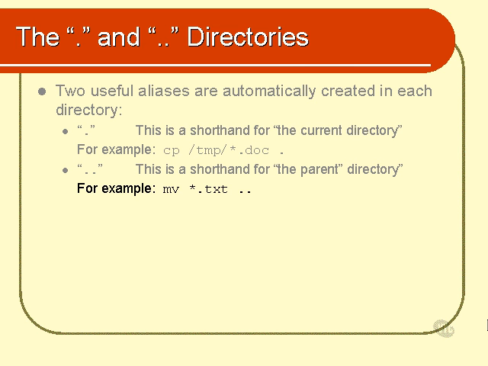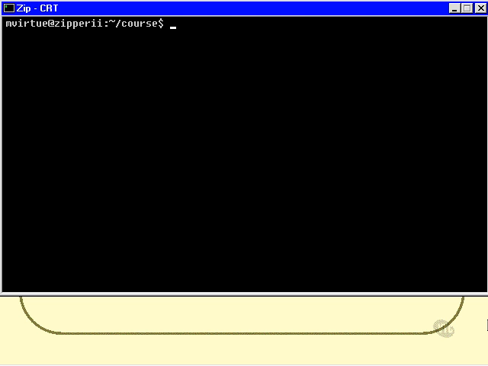We could say, move all the files that end in .txt into the parent directory. That's considerably easier than typing out the full name of the parent directory, even if we happen to know it, which we may not. It's also very, very easy to do the following. If I want to go into the parent directory from where I am now, I simply do cd .. and there I am in the directory above this one.